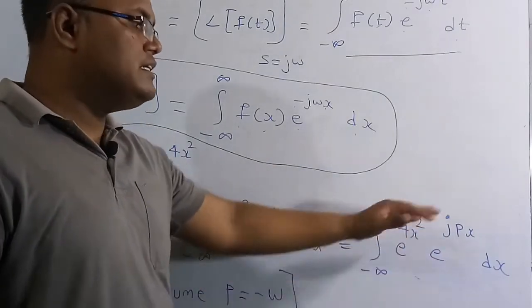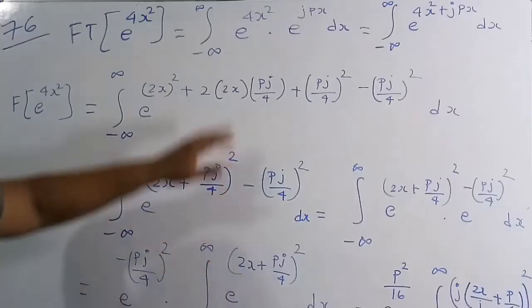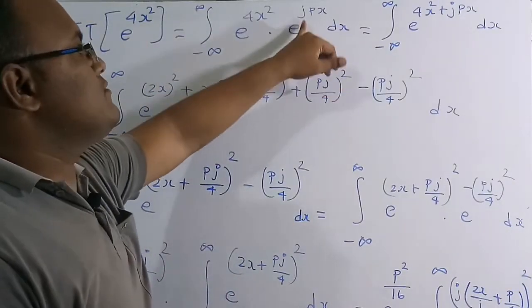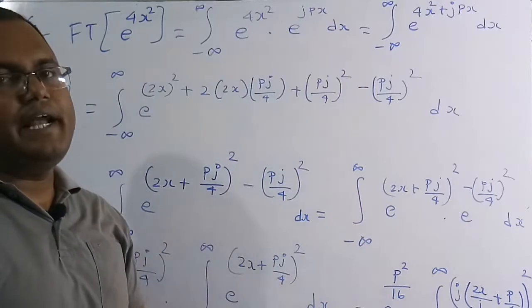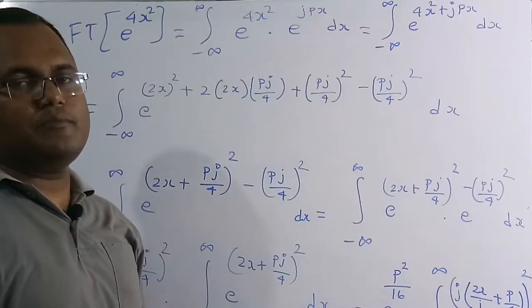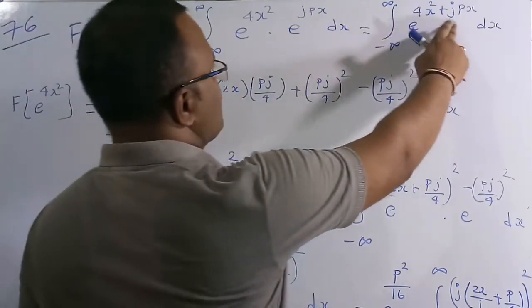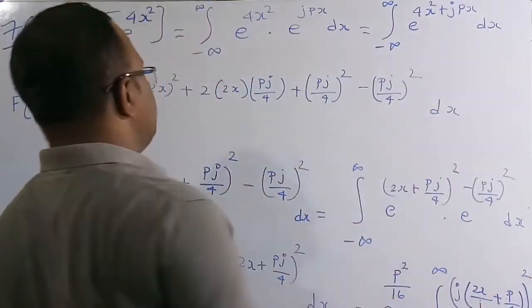Now I will do the simplification of this expression, which is e to the power of 4x square into e to the power of jpx. I have already told you e to the power of m into e to the power of n is equal to e to the power of m plus n. So now add the power values, which is 4x square plus j into px, into dx.